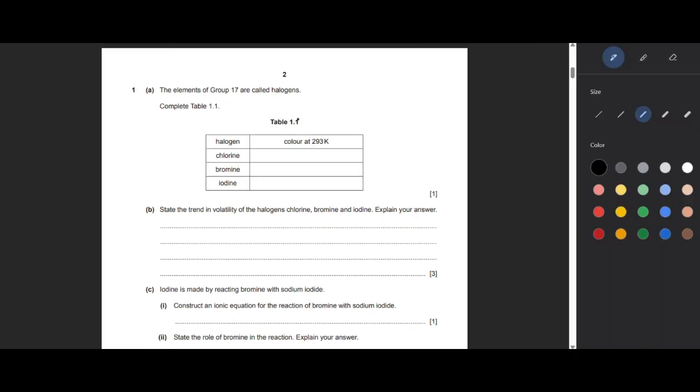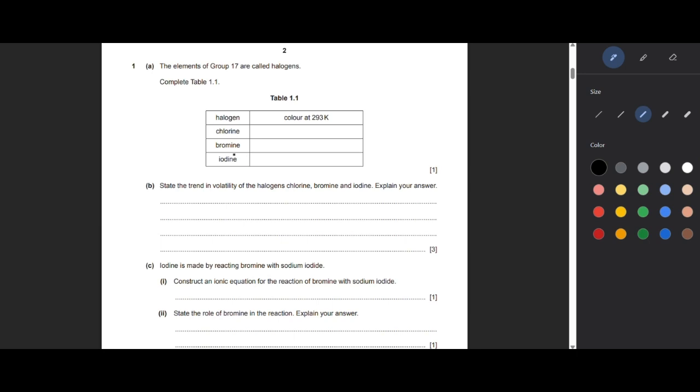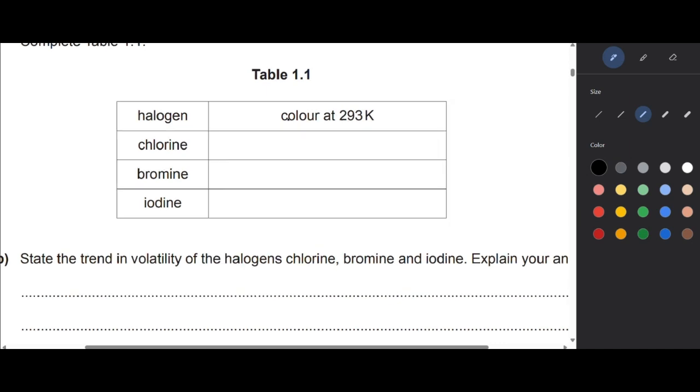Assalamualaikum warahmatullahi wabarakatuh. So, next is paper 2. First question: the elements of group 17 are called halogens. Complete table 1.1. There are three elements of group 17, which are chlorine, bromine, and iodine. We have to determine the color of those elements at 293 Kelvin.